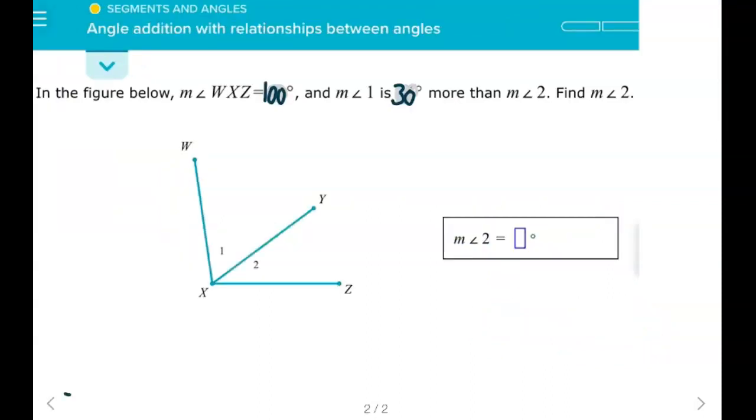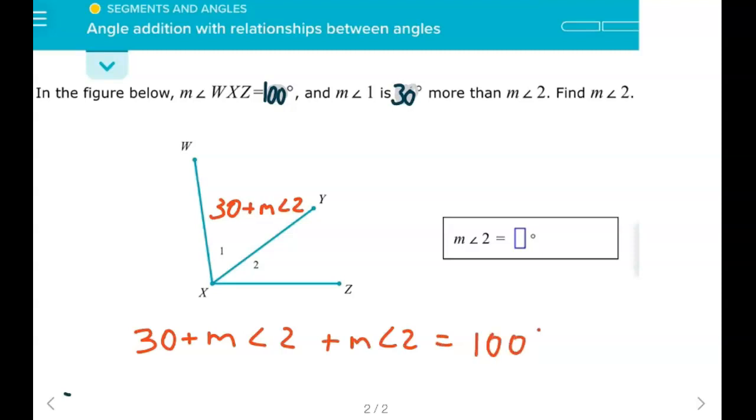All right, this time the measure of angle WXZ is 100, and then the measure of angle 1 is 30 more than the measure of angle 2. So in place of measure of angle 1, I could put 30 plus measure of angle 2. And so 30 plus the measure of angle 2 plus the measure of angle 2 is equal to 100 degrees. So that's one measure of angle 2 plus another measure of angle 2, so that's 2 measures of angle 2.